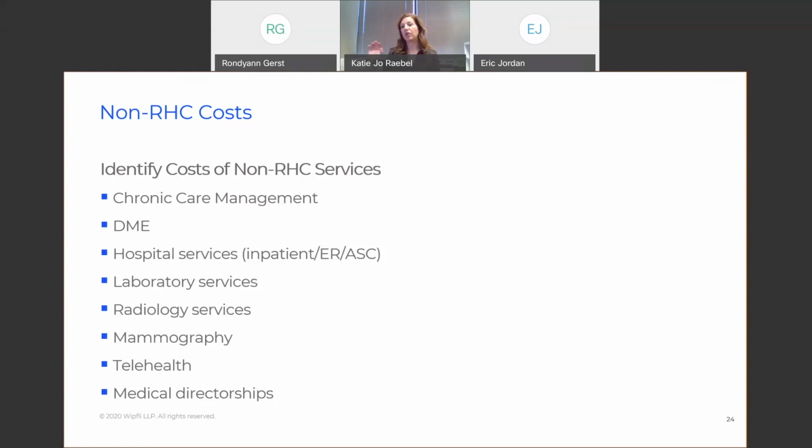So that's where you want to be thinking: if this was a Medicare patient, could I bill for these services and get paid under my all-inclusive encounter rate? If I can, yes, that's an RHC cost, but what other costs may be buried in my profit and loss statement that I'm handing over to my cost report preparer? They wouldn't have any idea that it's hidden in there, and those are actually non-RHC costs. So that's what you want to be thinking about.